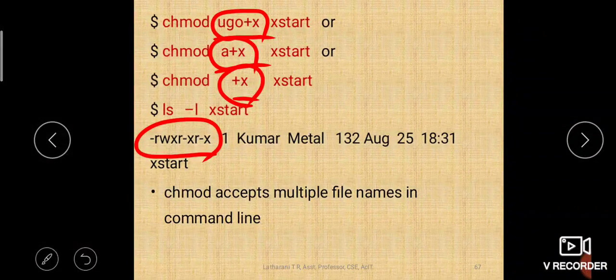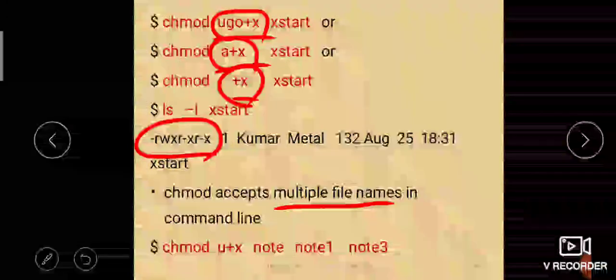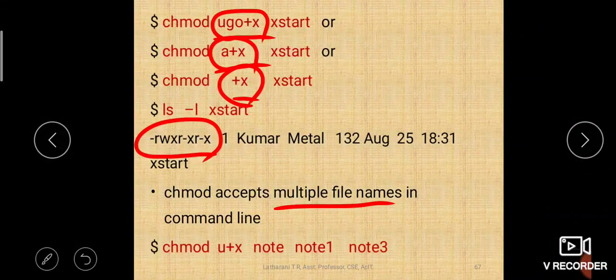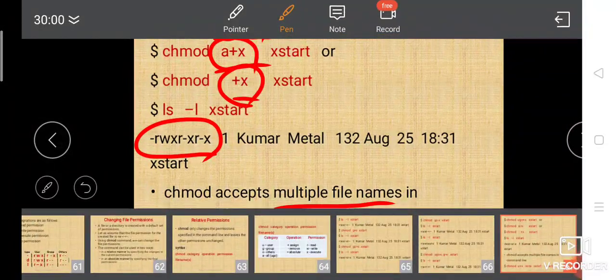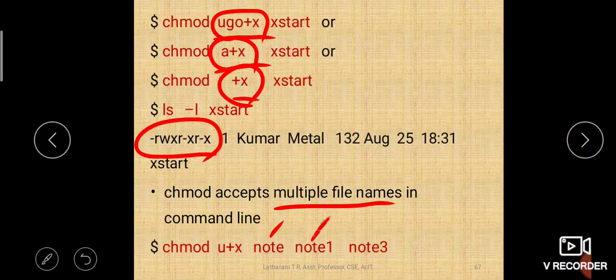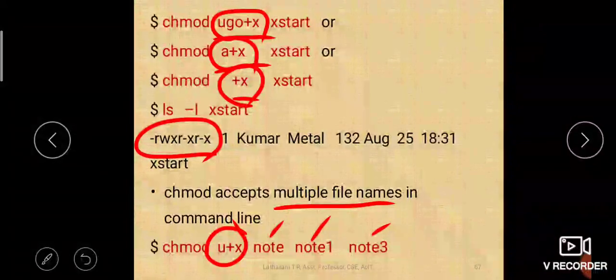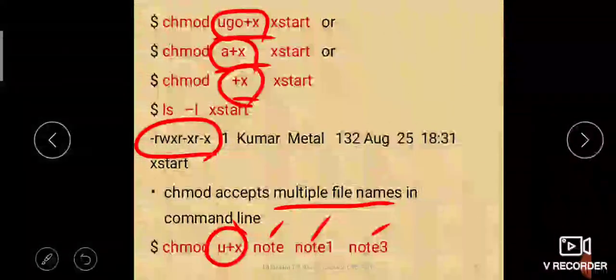So chmod accepts multiple file names also as arguments, like this. You can change permissions for many files at once. Here, 3 files, note 1, note 3. So for all these files you can set the permission which is given here. Multiple files can be used as arguments with chmod.